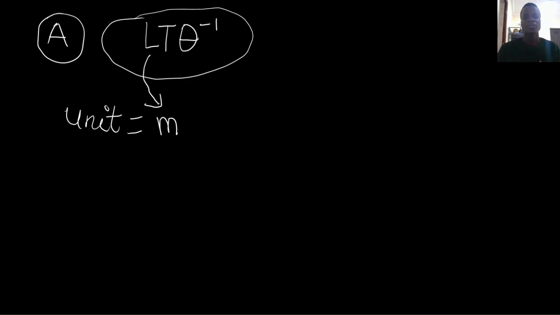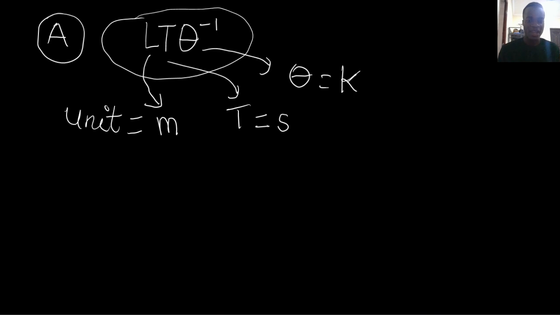Meters, right? Now let's look at T. T is the dimensional value for anything dealing with period, dealing with time. And the unit of time is seconds, small s. And then theta, we said already, is temperature, and temperature is capital K. K is Kelvin. So now if you have that, then A is going to have what unit?